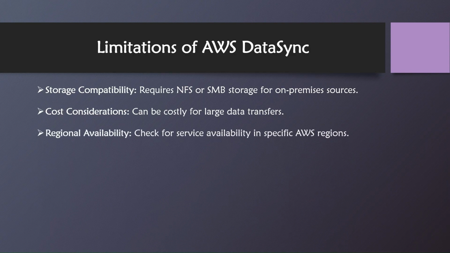The next limitation we have is regional availability. AWS DataSync is not available in all AWS regions. It's important to check for availability in the specific region where your data is stored or where you need to move data. If AWS DataSync is unavailable in the desired region, you may need to explore alternative data transfer solutions or adjust your infrastructure accordingly. These limitations should be considered when evaluating AWS DataSync for data transfer needs, especially for environments with unique storage requirements or large-scale migration.